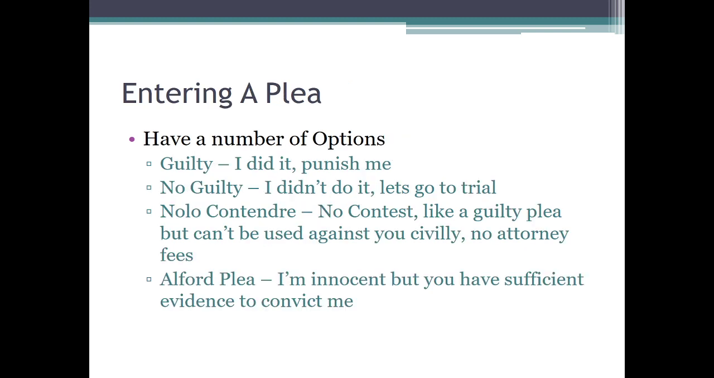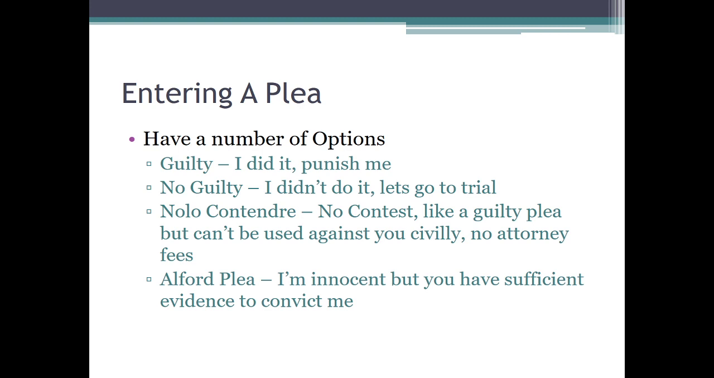All right, so after you're arrested, you can enter a number of pleas, and I'm going to include the fourth plea down there, which you may not have heard of, but it's a North Carolina option. So the two that almost everybody has heard of is you either plead guilty or not guilty. So guilty essentially says, I did it, go ahead and punish me. This means there's not going to be a trial. Not guilty means I didn't do it, let's go to trial.